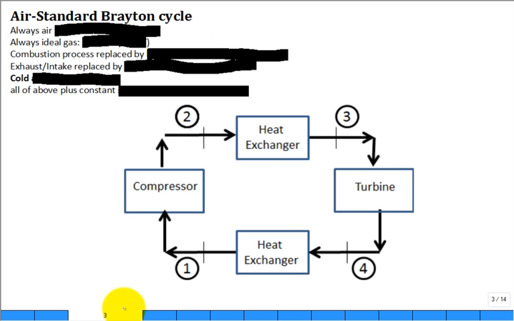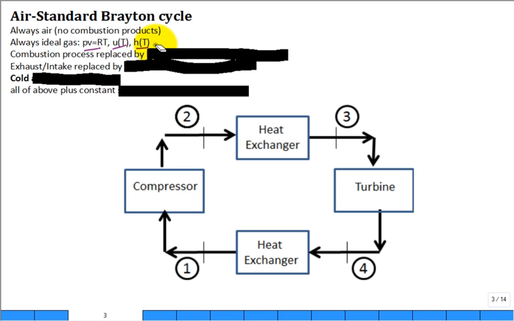Well, we want to simplify it so we can analyze it. So we have the air standard Brayton cycle. So it always behaves as air. There's no products of combustion, 100% air all the way through. It's an ideal gas, so there's 3 things. PV is equal to RT, U is a function of temperature only, and H is a function of temperature only when we talk about an ideal gas.